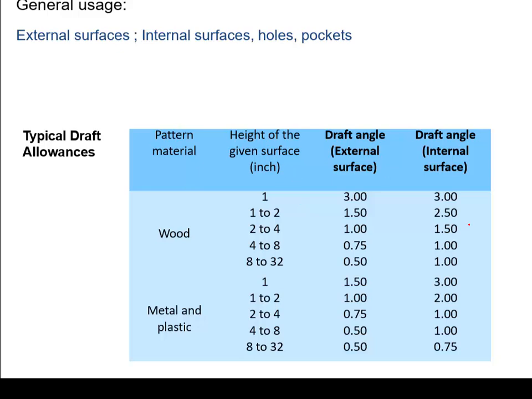So there is a table for the different materials of the pattern: wood, metal, plastic. There is a different draft angle. You can use the height of the given, meaning this is the height and this is the width of the draft. So this draft has an angle, and this can be the taper angle also. We can understand it by this taper angle, because tan theta will be this height divided by this base. So both are related. We can understand by the angle, or by the height and width of the draft.